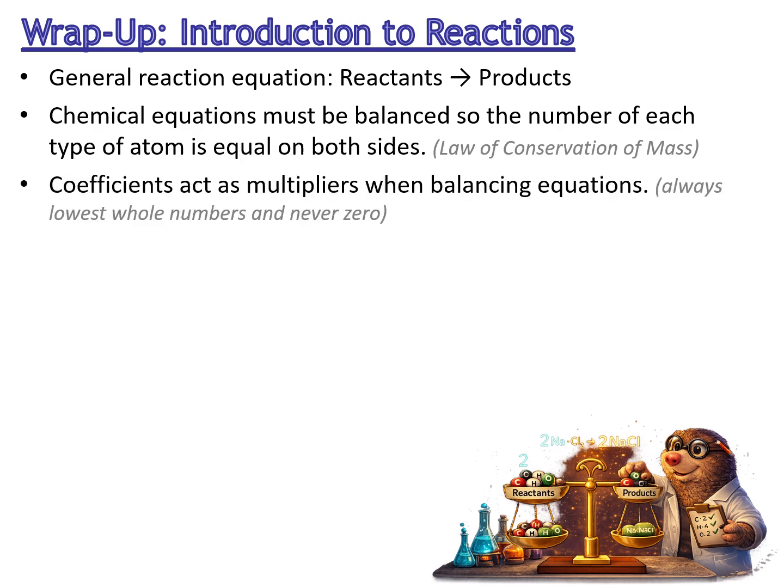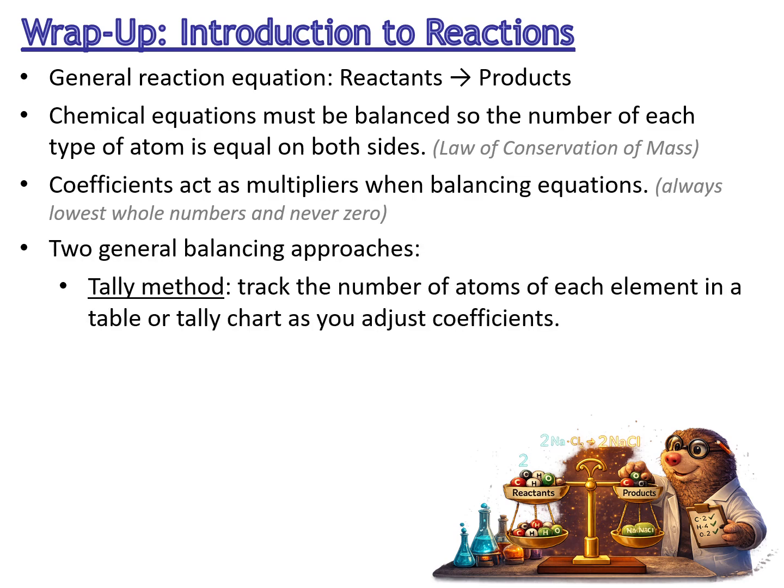Remember, the coefficients are multipliers. You're not adding, you are multiplying by that number. And the rules are they always have to be the lowest whole numbers. They are never 0. So we saw that there are 2 general balancing approaches.